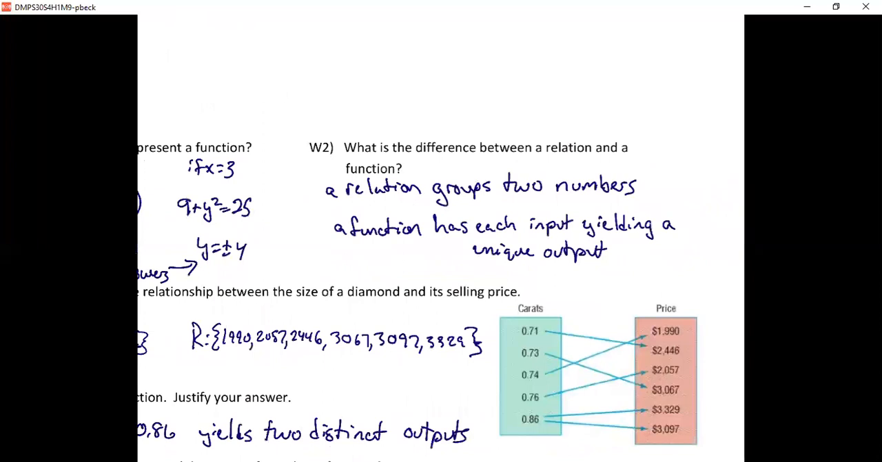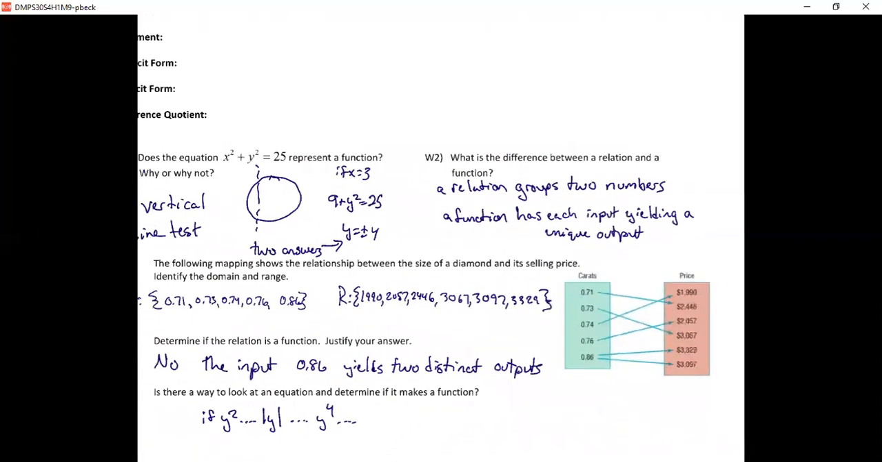And that's the difference between a relation and a function. A relation just groups those two numbers together, or sometimes three, or sometimes more. But the function has each input yielding a unique output. So that's a big key thing that we're looking for as a function.